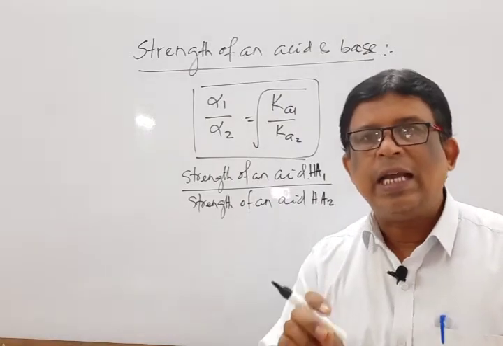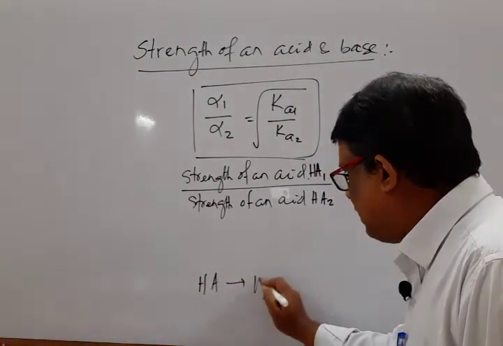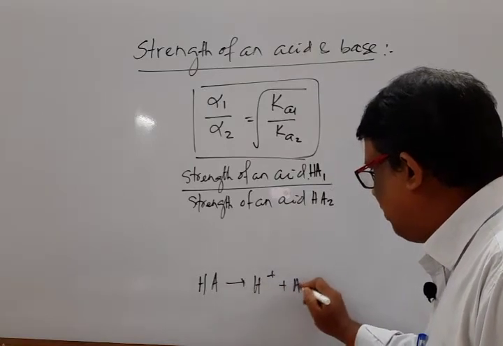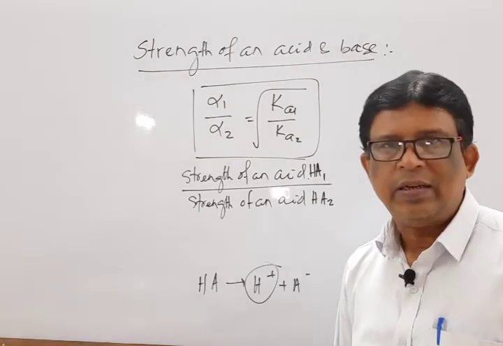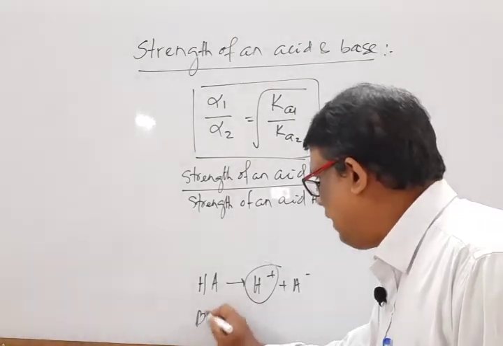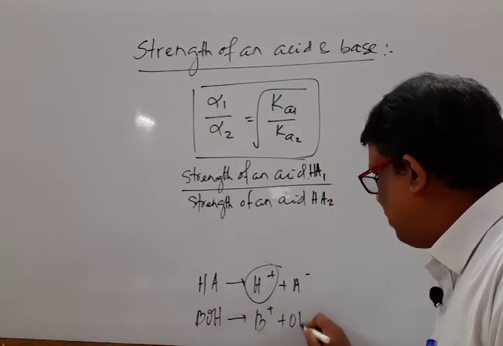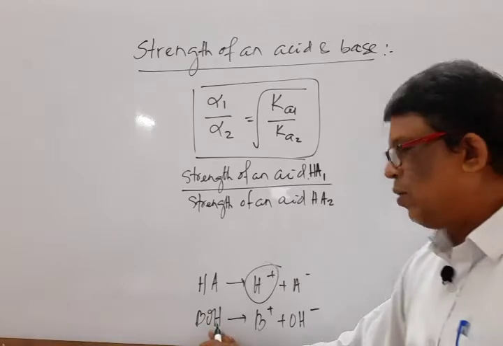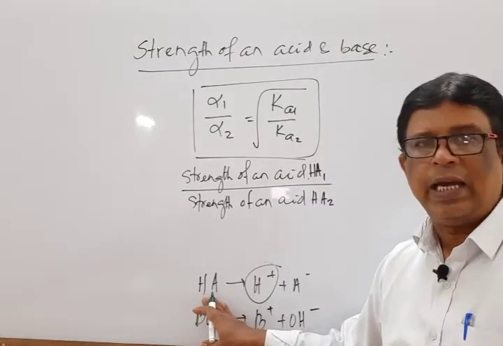Why is it known as HA? Because mark that HA, when it ionizes, gives H+ ion. As it gives H+ ion, it is known as an acid. Similarly, the symbolic notation for a base is BOH. Mark that when it ionizes, it produces OH- ion. So the symbolic notation for a base is BOH, and the symbolic notation for an acid is HA.